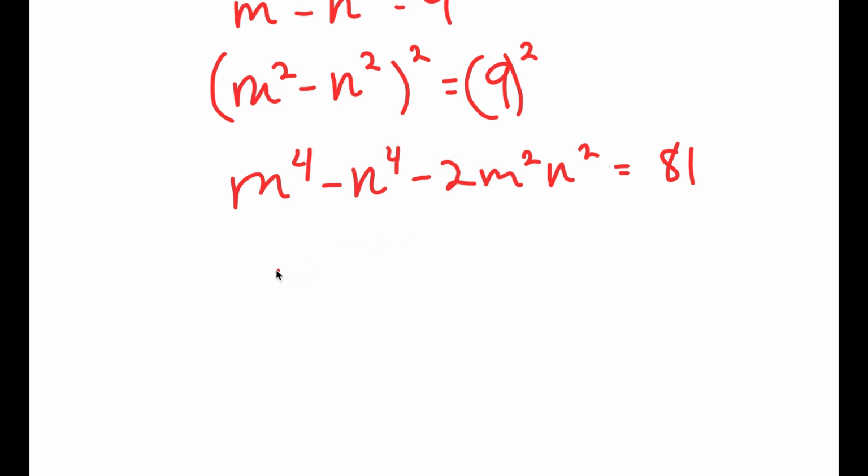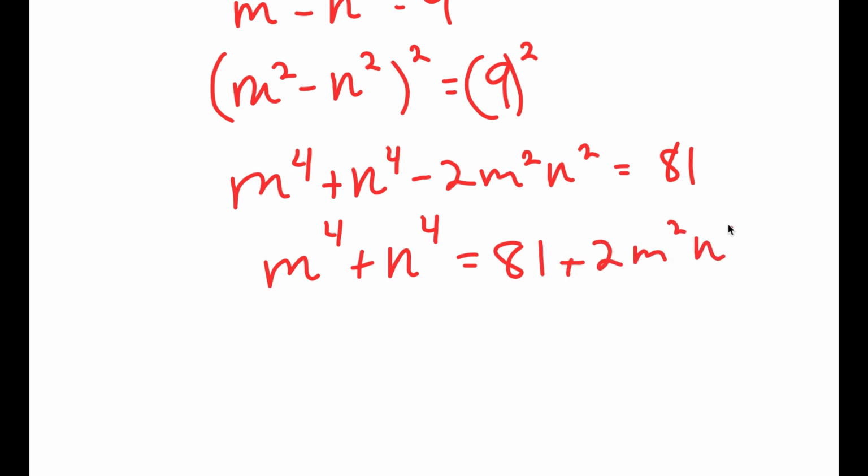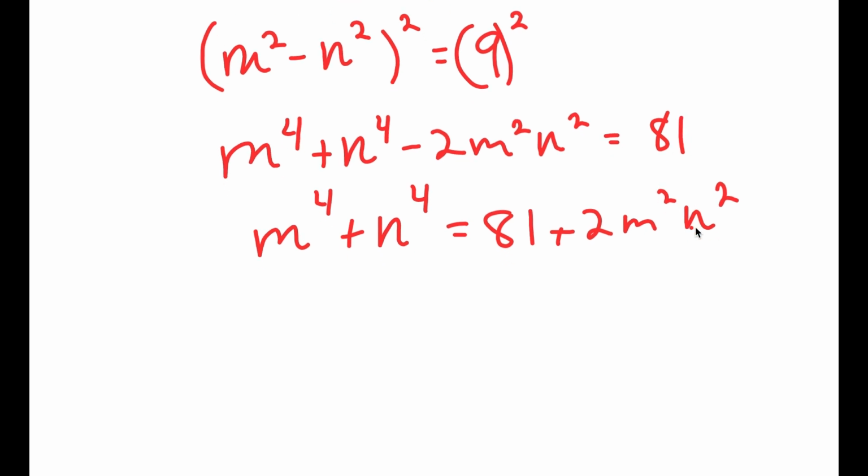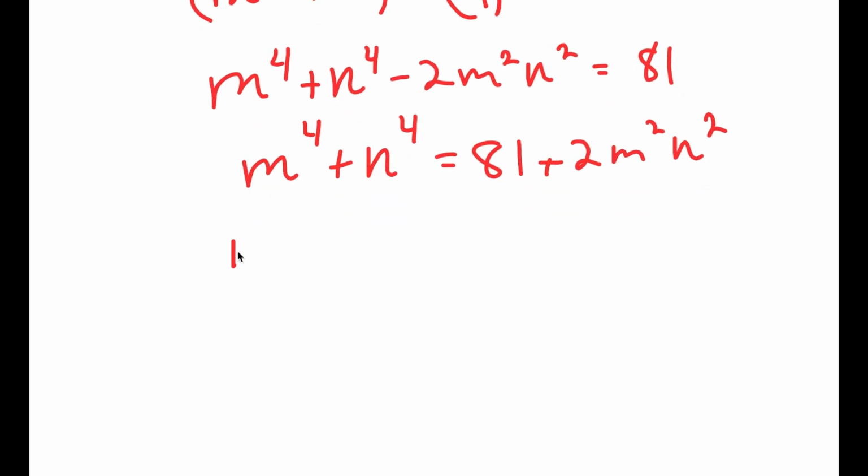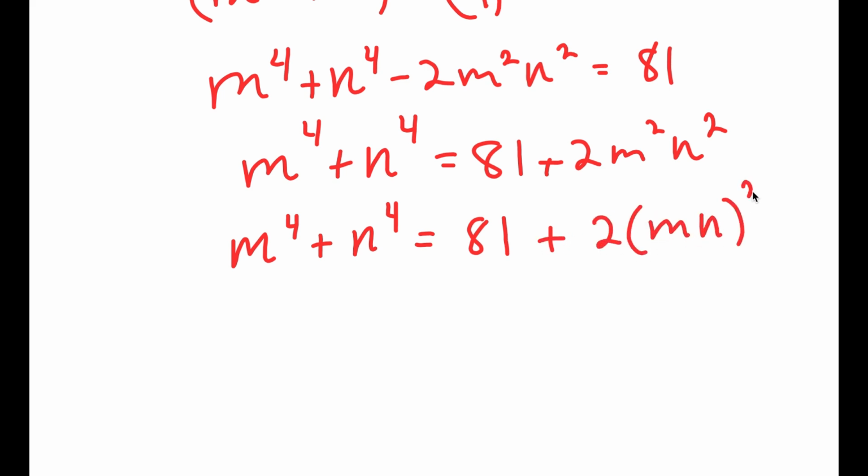And this means that m to the power of 4 plus n to the power of 4 is equal to 81. Sorry, this is a plus right here. Is equal to 81 plus 2 times m squared times n squared. And now from here, I get m to the power of 4 plus n to the power of 4 is equal to 81 plus 2 times (m times n) squared.